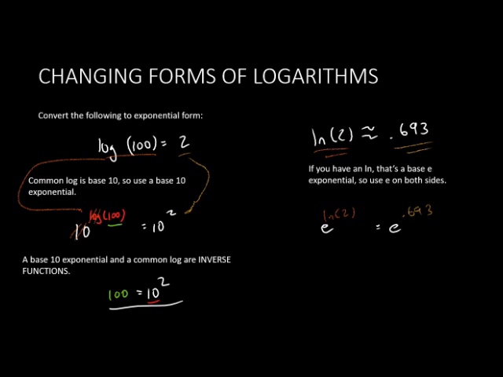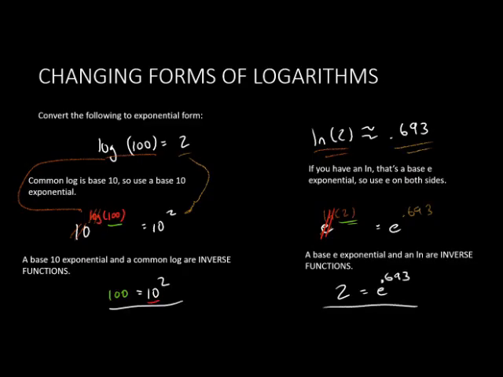But lowercase e and ln are inverse functions. If you have a base e and a natural log, those functions are inverse and cancel each other out. Since they're inverse functions, the e cancels out with the ln. Both of them will go away and leave behind the number 2. This will give us a 2 on the left and an e raised to 0.693 on the right. This is the exponential form of that original logarithmic equation.